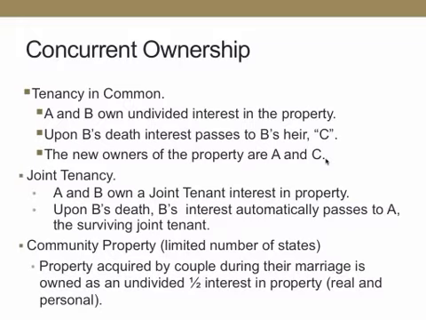You could also own property concurrently. A tenant in common owns an undivided interest in the property. Upon the tenant's death, their interest passes to their heir, and they become a new owner of the property with the other tenant in common. In a joint tenancy, the property passes to the surviving joint tenant upon death. And community property, which is in a limited number of states, means that property acquired during marriage is owned as an undivided half interest, both real and personal.